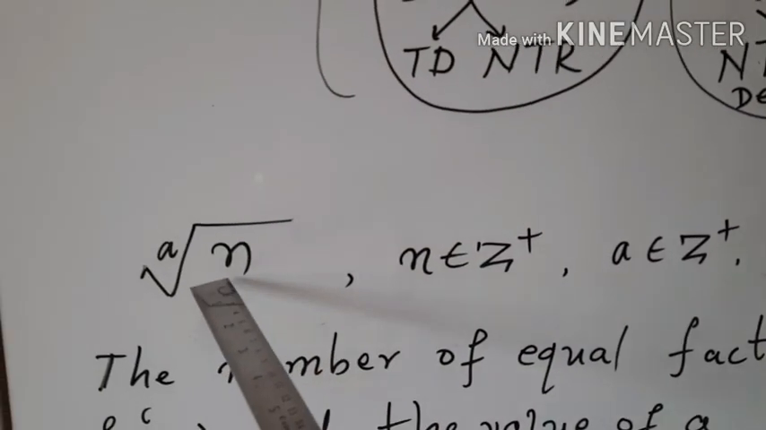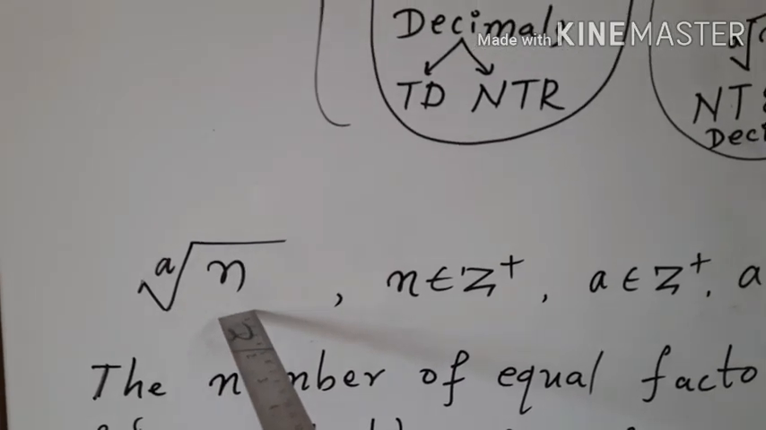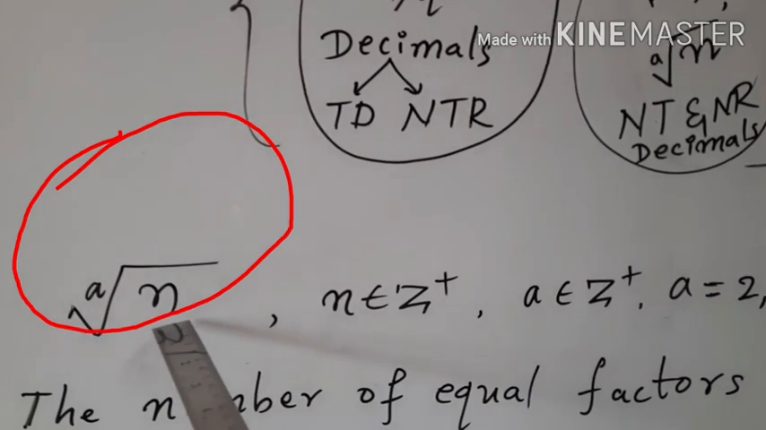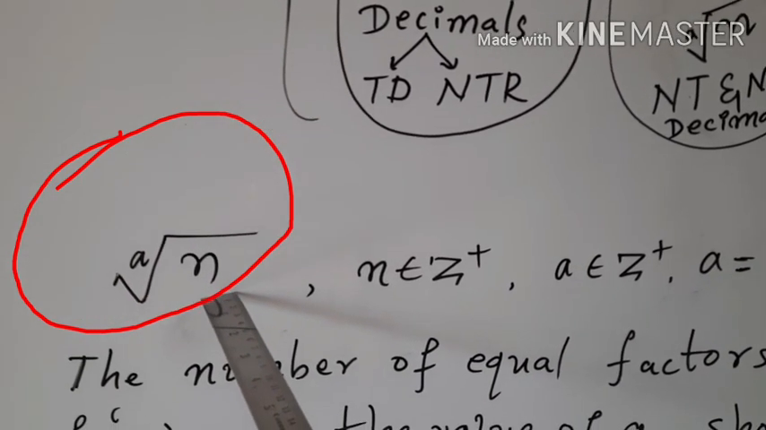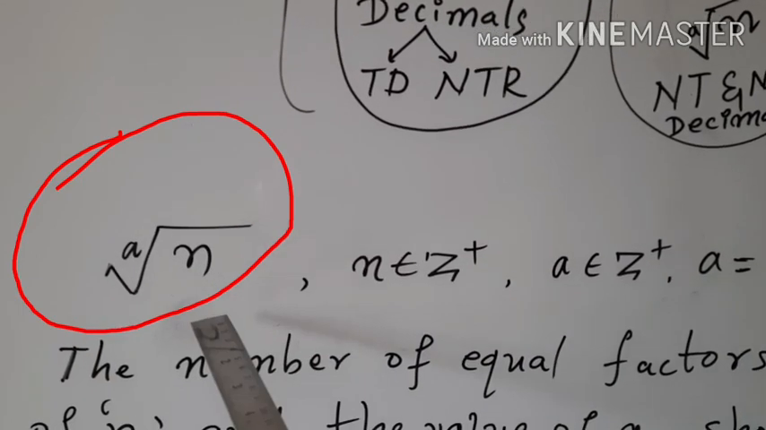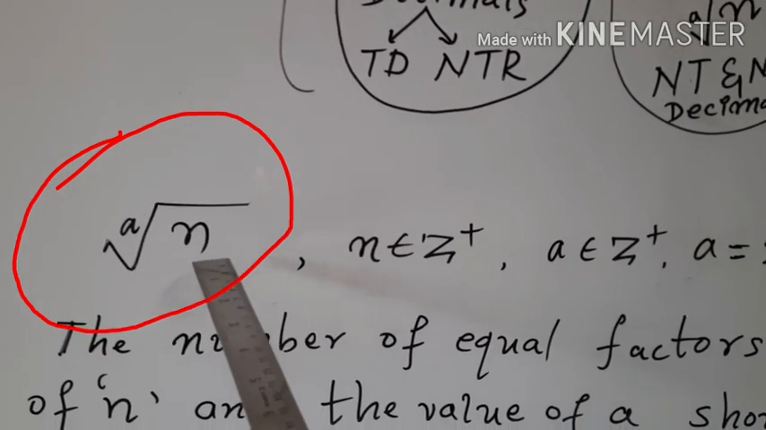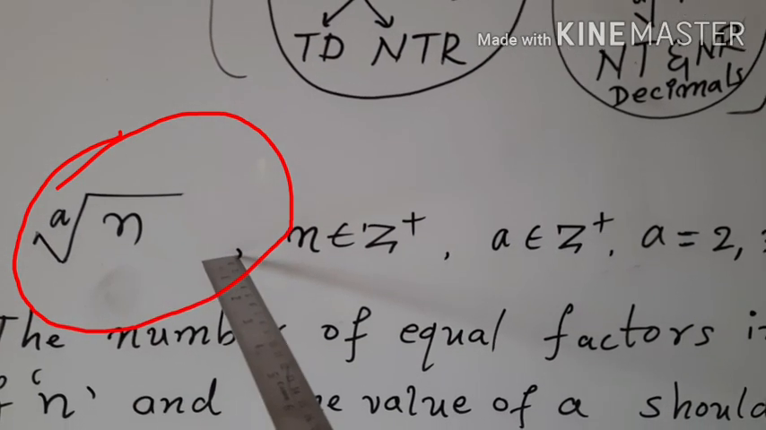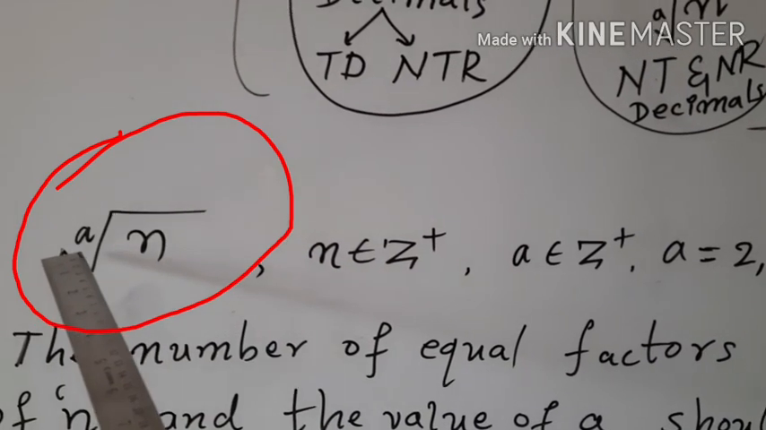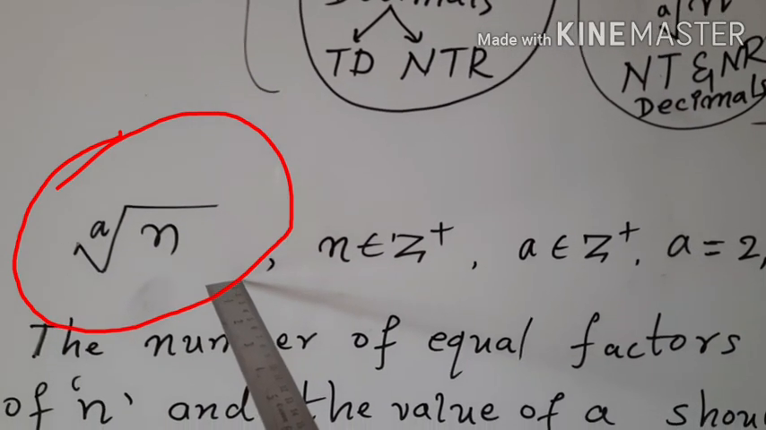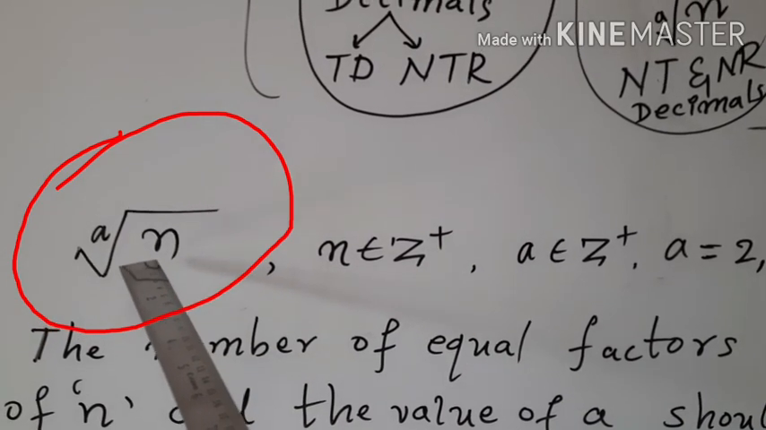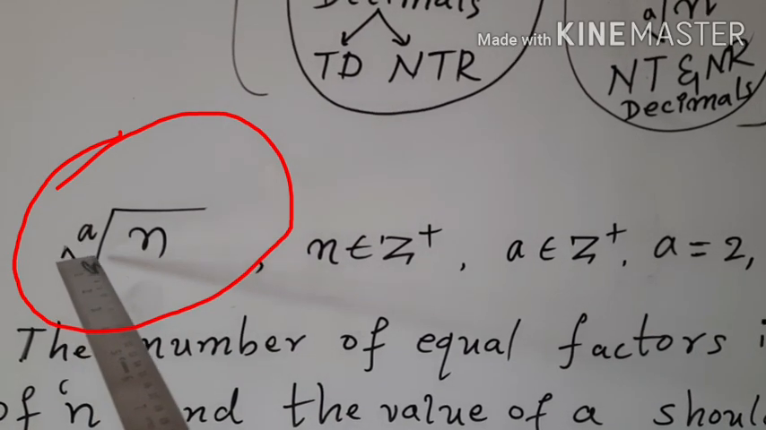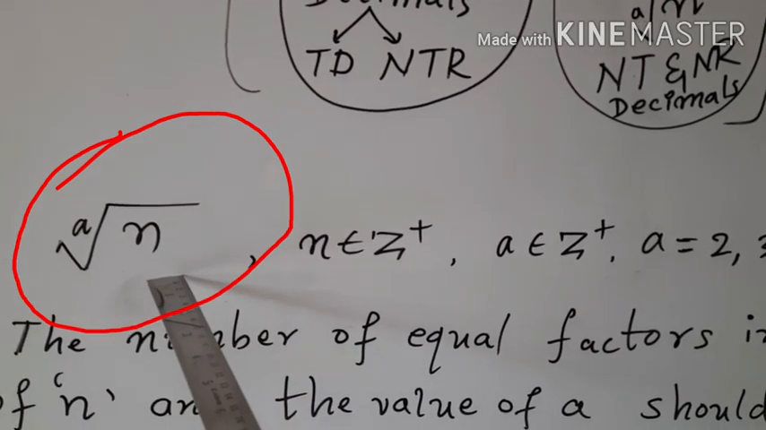And here children, the value of n should be a positive integer. It should not be a negative integer. And one more condition, if you would like to call this nth root of n as an irrational number, the n should be factorized and the number of factors in n and the value of a should not be equal. That is, if this n is factorized and there are 3 equal factors and if the value of a is also 3, then it will not be an irrational number.